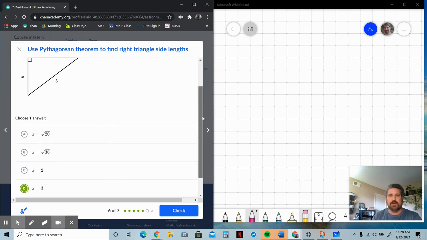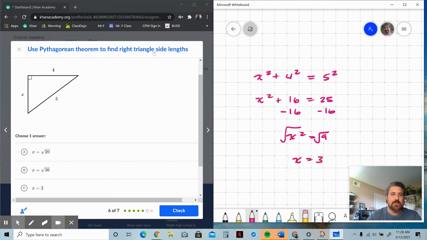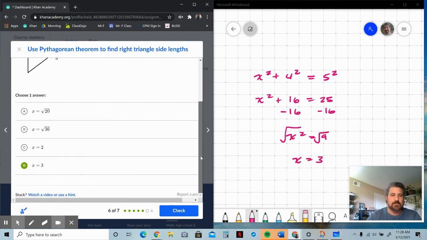The way you would do it if you didn't have it memorized is that this is going to be x squared plus 4 squared, the two legs squared and added together, is equal to the hypotenuse squared. So we get x squared plus 16 is equal to 25. You're going to minus 16 from both sides. You're going to get x squared is equal to 9. Take the square root of both sides. And like we said, the answer is 3. Remember, this is a 3, 4, 5 right triangle.